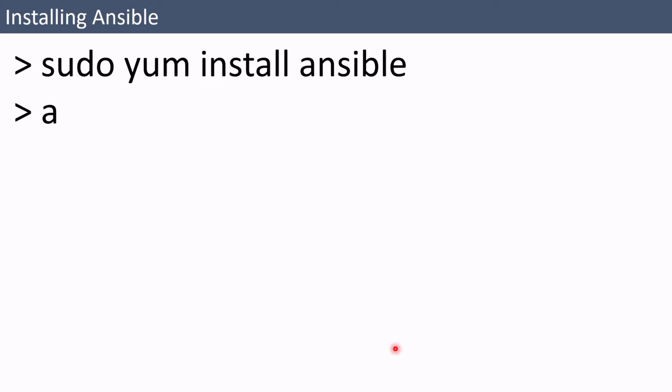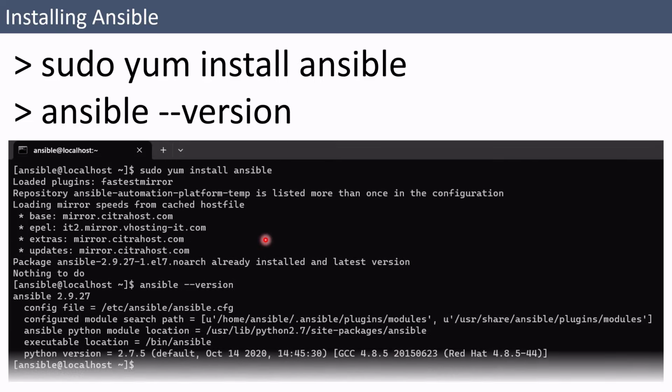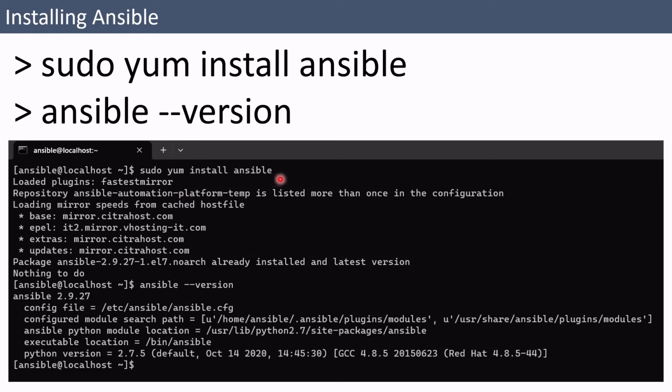Now, in order to install Ansible, the process is quite simple. You can just use a package manager; in this case I'm using yum. We can say sudo yum install ansible, and after that you can write ansible --version, which tells you the version information of Ansible installed on your system. Here you can see I have already installed Ansible, so if I run sudo yum install ansible, it says everything is already installed, nothing more to do. If I run ansible --version, you can see the version we are running is Ansible 2.9.27.